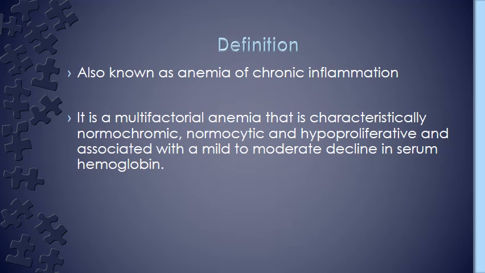The definition of anemia of chronic disease, also known as chronic inflammation: it's a multifactorial anemia that is characteristically normochromic, normocytic, and hyperproliferative and associated with a mild to moderate decline in serum hemoglobin. Let me explain multifactorial. It means that it can be caused by a number of things.